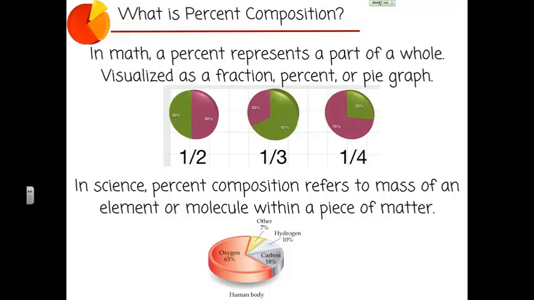In science, percent composition refers to the mass of an element or molecule within a piece of matter. Below is a pie graph of the human body and the elements within it. It is shown that oxygen is 65%, carbon is 18%, and hydrogen is 10% by mass of the human body.